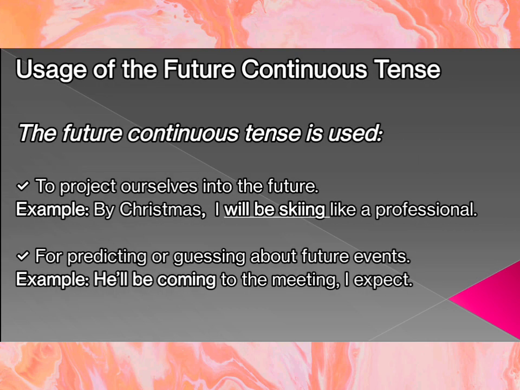Now, usage of the future continuous tense. The future continuous tense is used first to project ourselves into the future. For example, by Christmas, I will be skiing like a professional. For predicting or guessing about future events. For example, he will be coming to the meeting I expect.